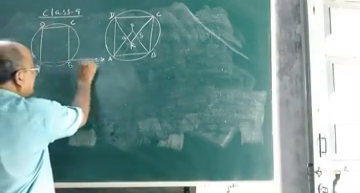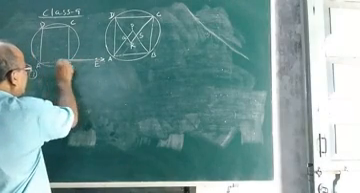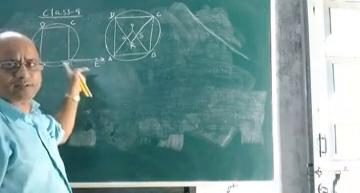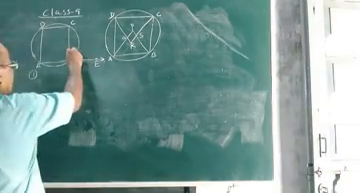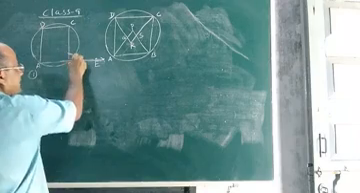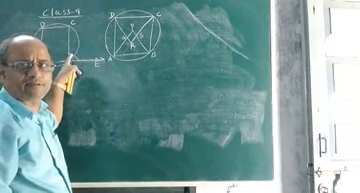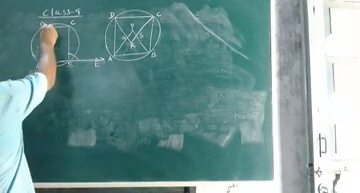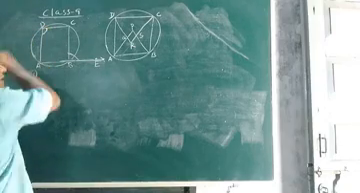Now let us extend or produce one side. Suppose you produce AB up to E. So what will happen if you produce one of the sides, say AB up to E? Here you got an angle. What angle is it? This is an exterior angle of the cyclic quadrilateral. Now if this is exterior, what about this angle? This angle is your interior opposite.